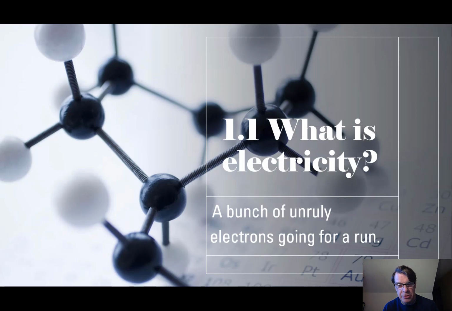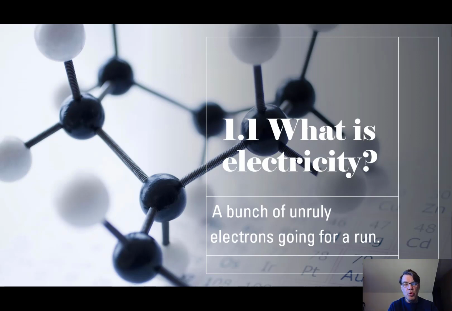What is electricity? Electricity is a bunch of unruly electrons going for a run. Of course, when electricity was first being explored, nobody knew what an electron was. There's a story of Benjamin Franklin using a kite to determine whether lightning was electricity. Bzzz, it is. But this is the first video. What is electricity? Electricity is a bunch of electrons. They're actually not unruly. They follow the laws of nature. They're very law-abiding citizens of the universe.